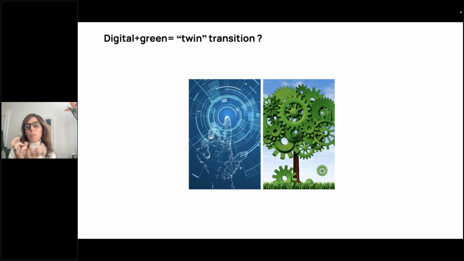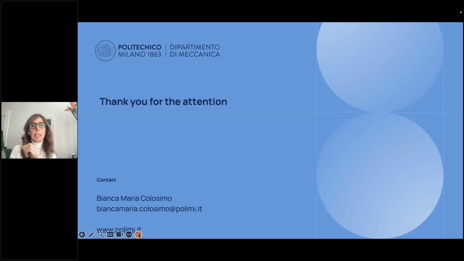I should say that they are friends, but they are also enemies. So again, if you are using a lot of energy for running a deep neural network just for fitting a straight line, maybe this is not going in the right direction for sustainable manufacturing. This is my last slide, I think, and I want to thank you for the attention.